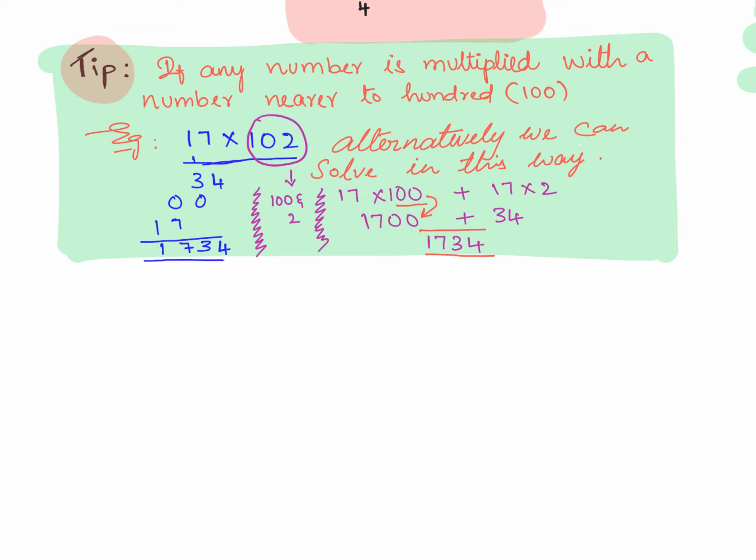So 17 to 34. So the answer is 1734. If you find this way confusing, then you may follow the classic method.